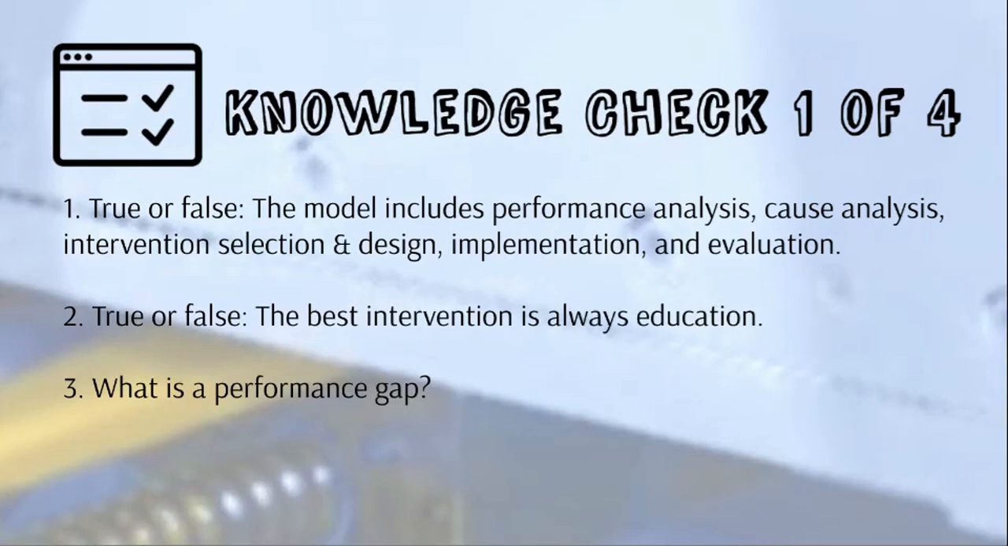Here it is, our first knowledge check. Try to answer the questions as I read through them. When I'm finished reading through them, we'll take a look at the correct answers. 1. True or false? The model includes performance analysis, cause analysis, intervention selection and design, implementation, and evaluation. 2. True or false? The best intervention is always education. 3. What is a performance gap?